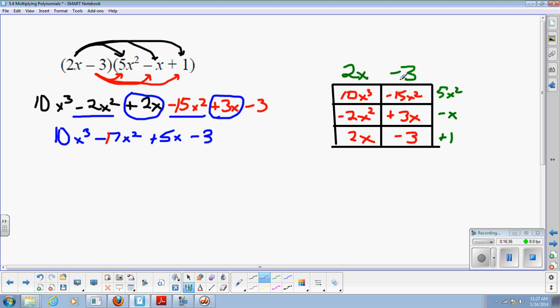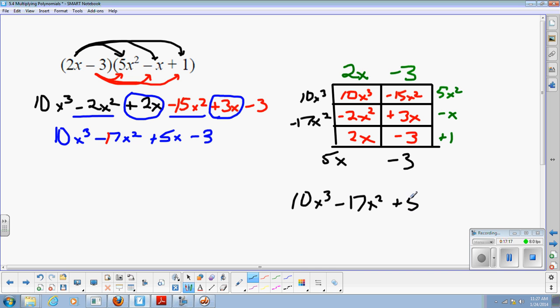If you did, great. All right, so let's go back now through our lattice method, and we're going to go diagonal. So to write our answer, we have here 10x cubed. Then you have negative 15x squared and a negative 2x squared, so that's a negative 17x squared. And then I have 3x and 2x, so that's 5x. And then I have the minus 3. And now I'll write my answer, and it should match. Now I have 10x cubed minus 17x squared plus 5x and minus 3. All right, so either way you do that, you're going to get the same answer.